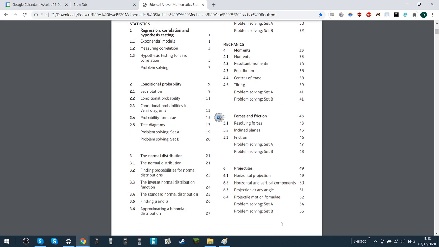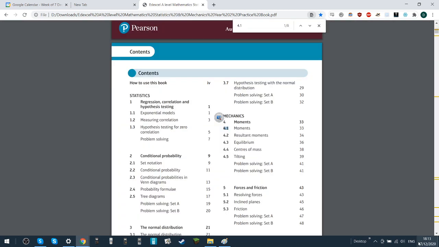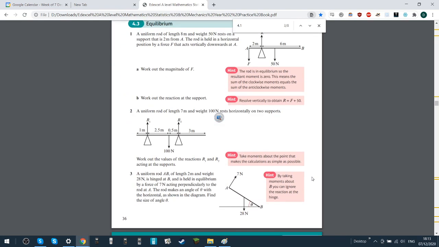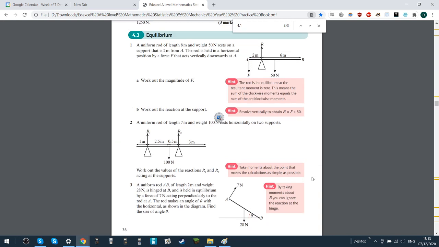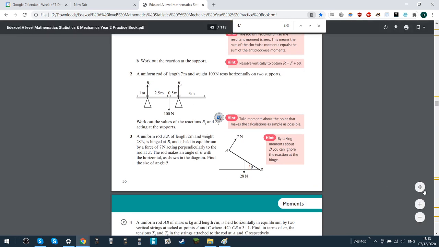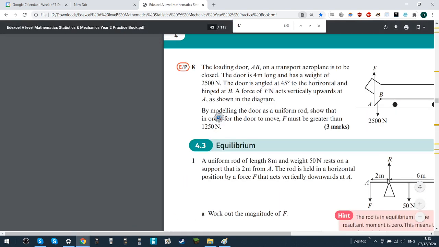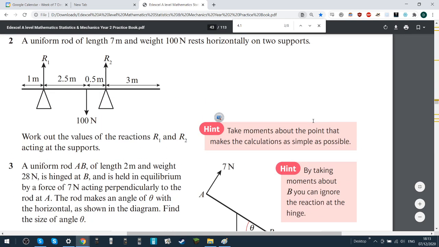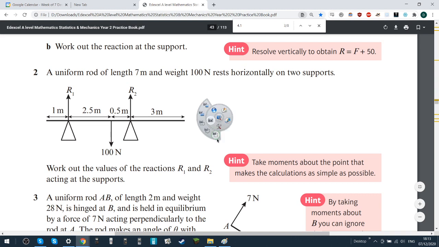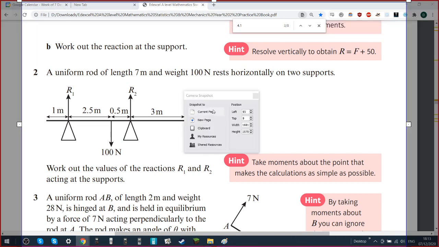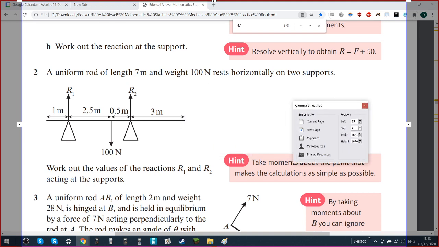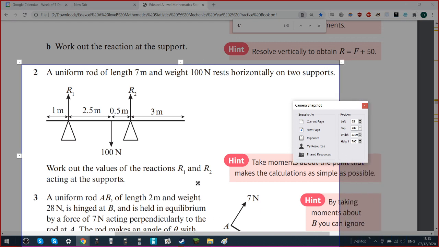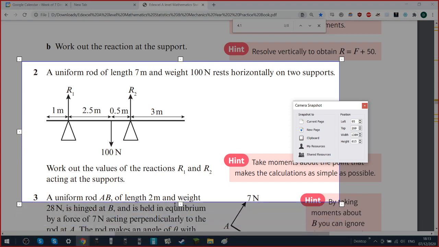Oh yeah, sure. Okay, so moments, 4.1. Sorry, we want 4.3. Okay, how would you do question 2? So try question 2. Are you able to see it there? Yeah. All right.